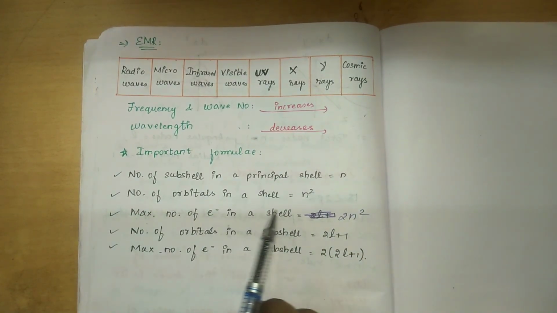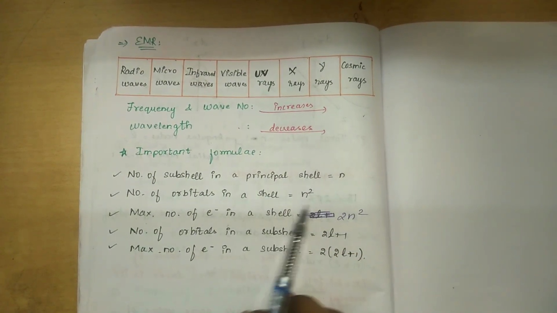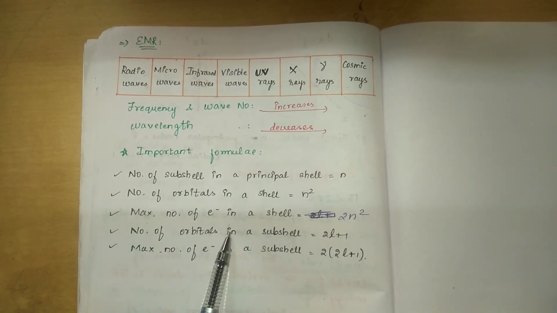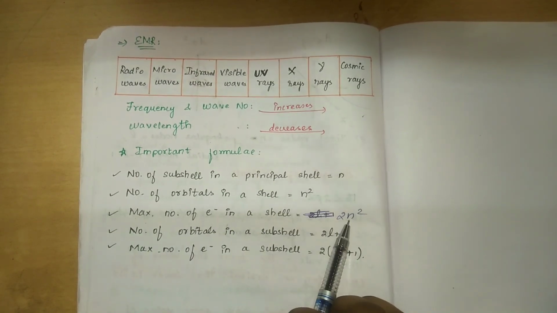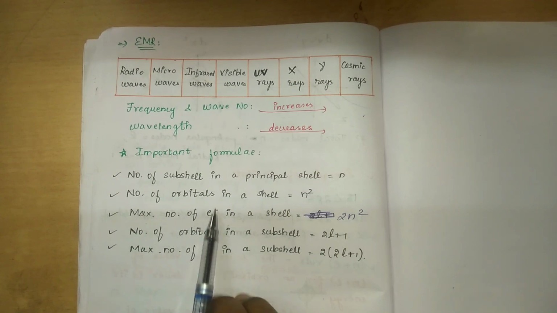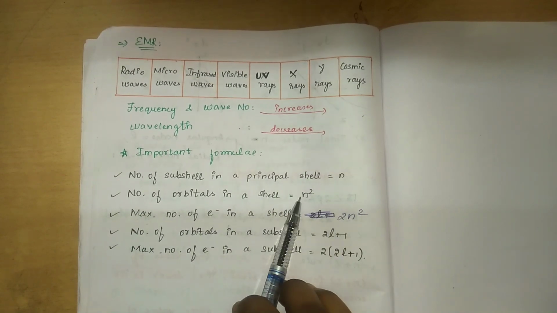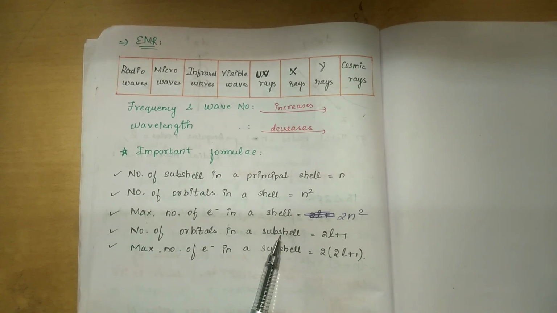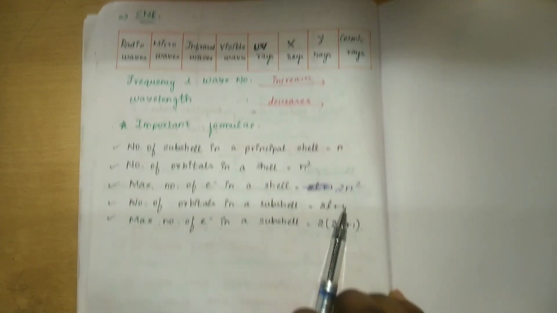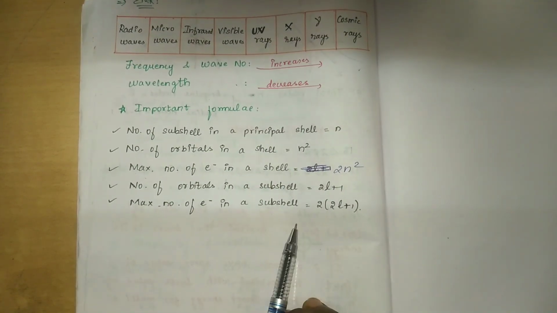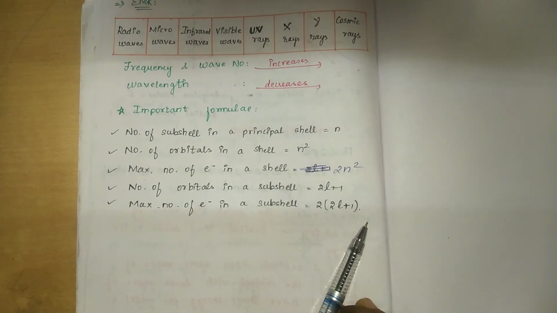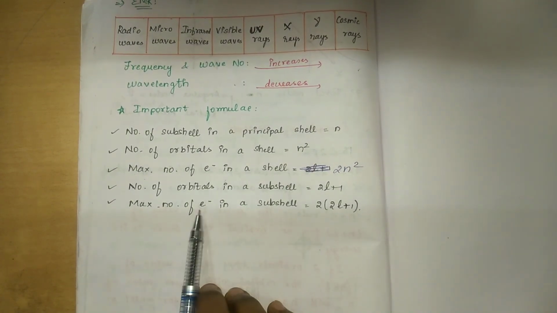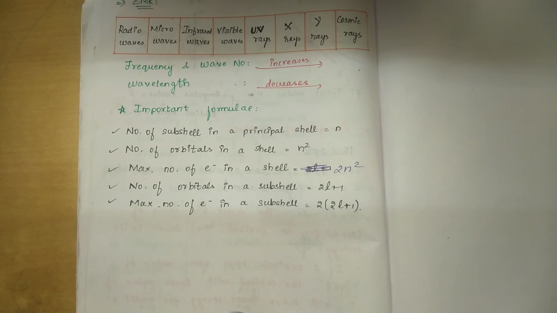The number of orbitals in a shell is equal to n square. The maximum number of electrons in a shell will be 2 into n square. Here the orbitals can hold 2 electrons, so it is 2 times this. The number of orbitals in a subshell is 2l plus 1. Then the maximum number of electrons in a subshell is 2 into 2l plus 1, because orbitals accommodate only 2 electrons, so that is 2 times this value.